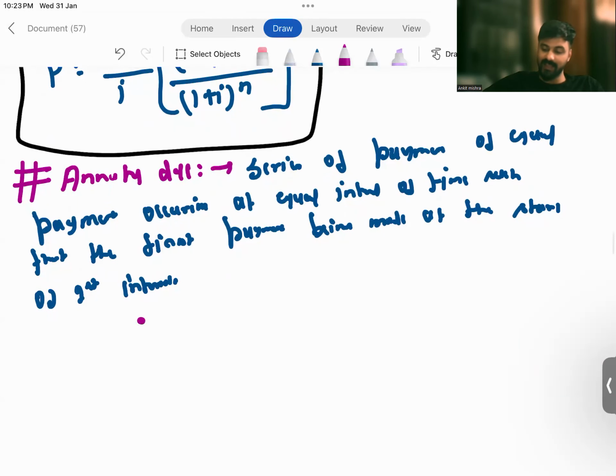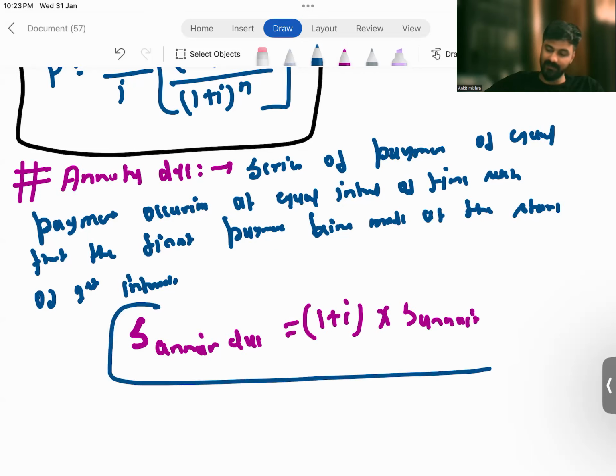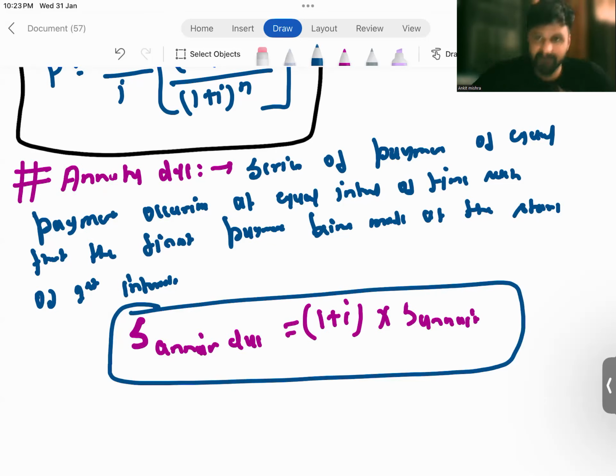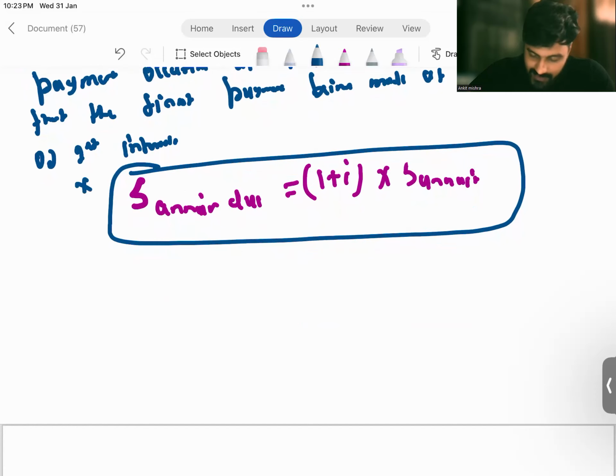So if you want to calculate S of annuity due, that is equal to (1 plus i) into S of annuity. This is the basic difference between annuity and annuity due. What is S? S is your future value of all these payments, which is compounded at equal intervals of time. So from here we have S annuity due equals (1 plus i) times S annuity.